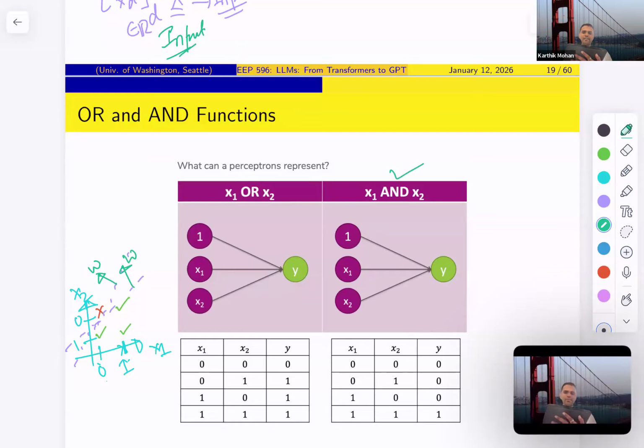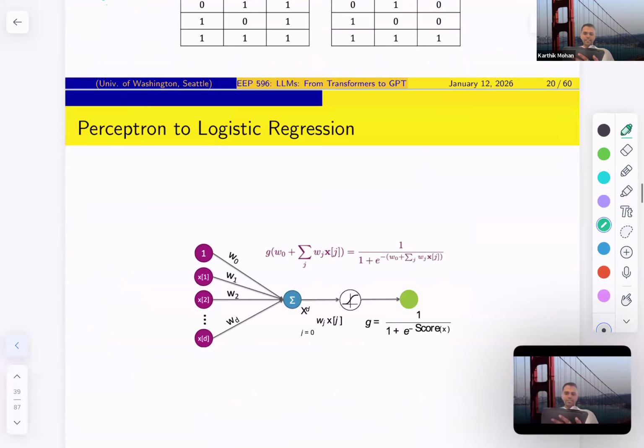And the same goes for AND. AND is the opposite of OR. So the red and green are reversed, right? Still the same. You can still learn a linearly separable function. So the key thing is you can learn a linearly separable function to separate the green from the red. Okay.